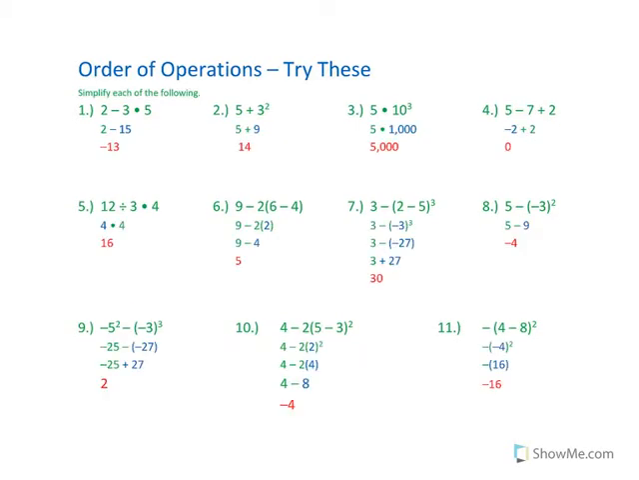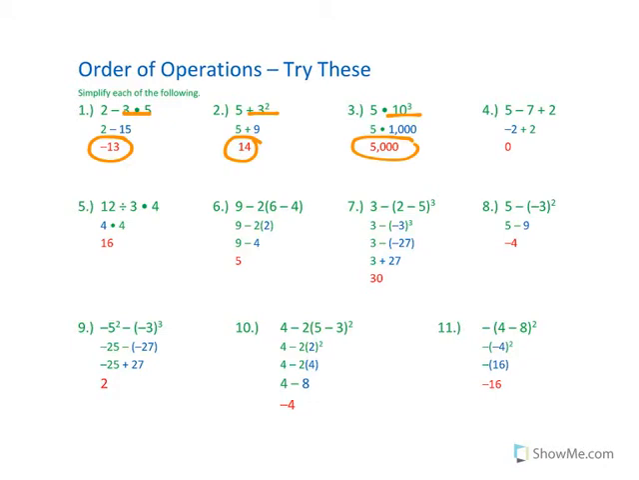What I've done is I've put in blue text what I've done first. So 3 times 5 is 15. That goes first. 2 minus 15 is negative 13. Here I'm going to do exponents first. 5 plus 9 is 14. Do my exponents first. 5 times 1,000 is 5,000.